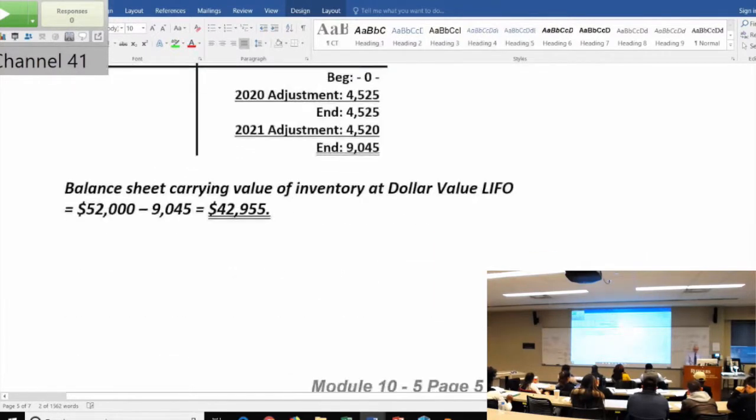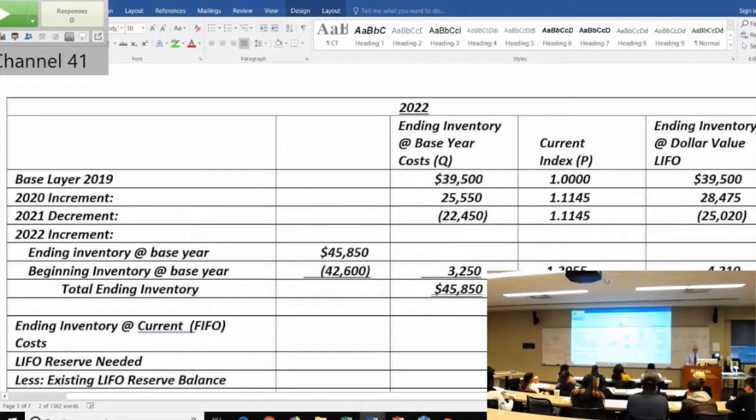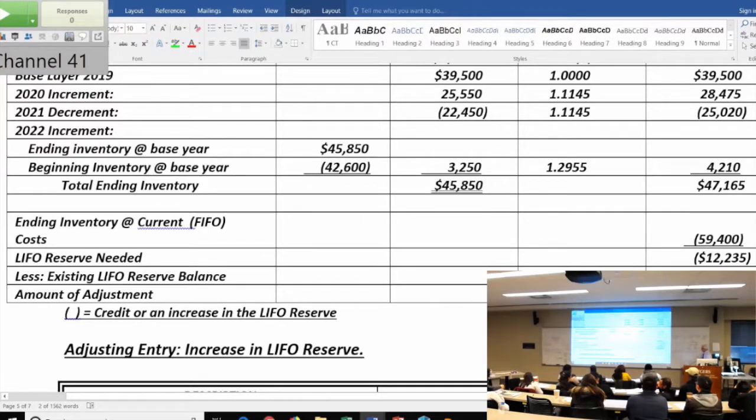All right, last case, let me just show you this, and I've got to get these exams out to you too. Once again, we're building layers. Now you've got the base layer at $1, you've got the increment at 1.1145, a decrement of 1.1145. In this year, ending inventory at base is 45,850. The beginning inventory was 42,600. There's a small increment, but it's got to be at the new price. And then this is dollar value LIFO, FIFO, reserve needed. Balance is 9,045. And the same thing follows. The adjustment is going to be 3,190.